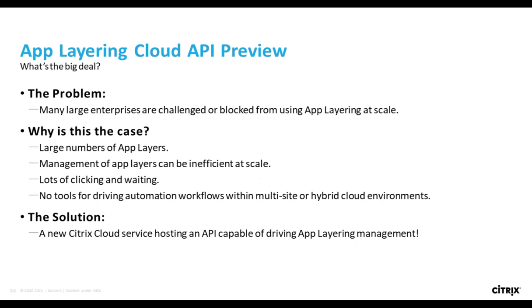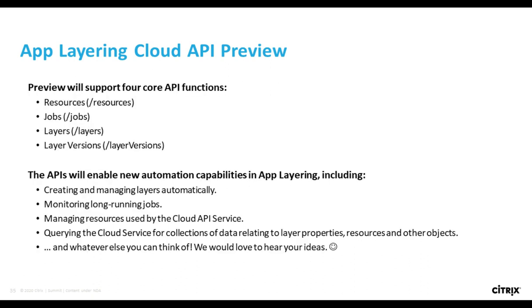So our solution is we've been hard at work at building a new cloud-hosted API service that is fully capable of driving all of these management capabilities within app layering through an API, a RESTful API. And currently, we're in preview with this capability, and initially we have 4 API functions that are available to our customers to help with this. We have resource management, job management, layer, and layer versions.